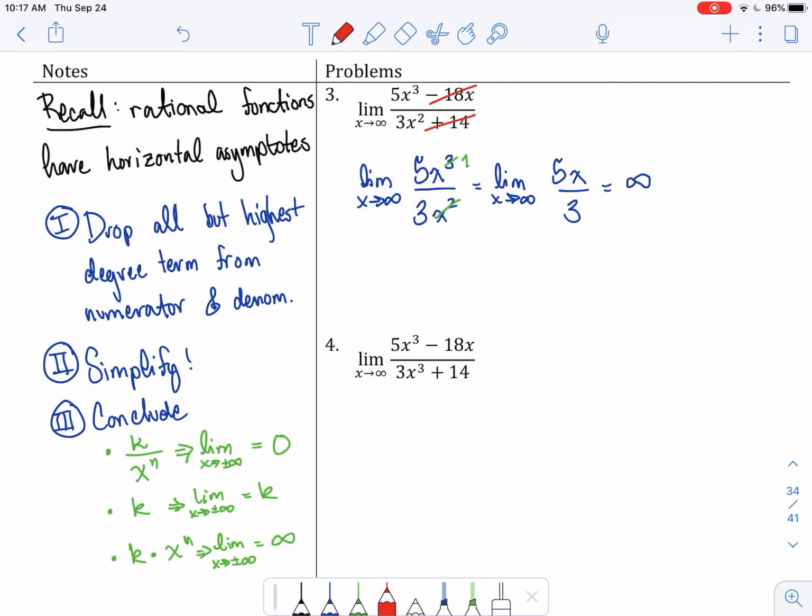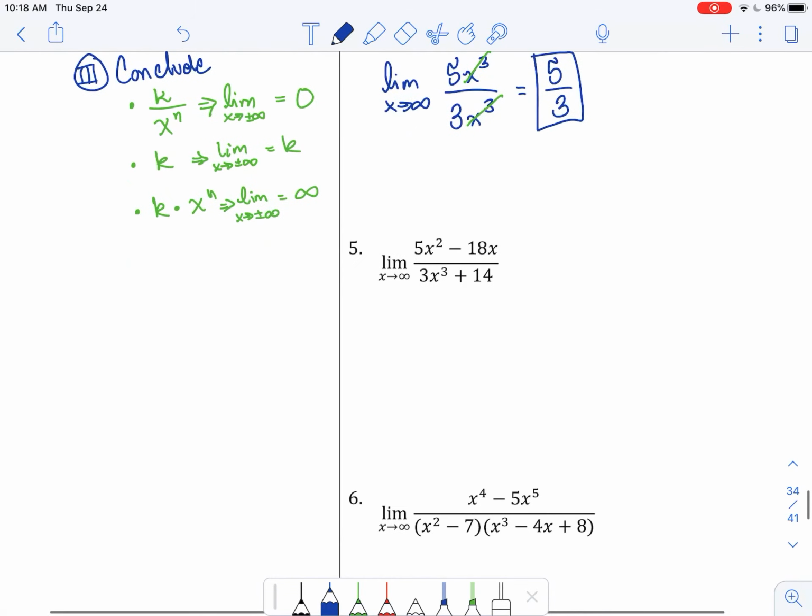Now you'll notice that this is a very similar problem. In number 4, we're going to do the same steps. Drop all but the highest degree term, so we have 1 left in the numerator and denominator. And now we have the limit as x approaches infinity of 5x cubed over 3x cubed. When we simplify this, all the x terms cancel out, and so we just get our answer of 5/3. This does have a horizontal asymptote.